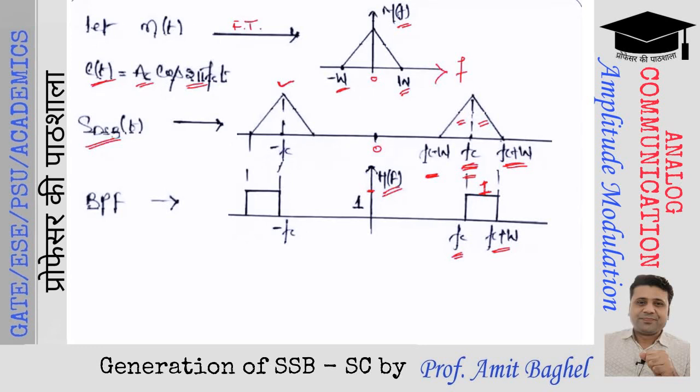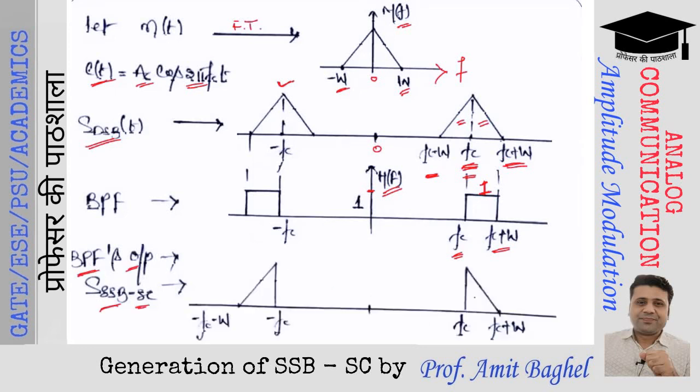Hence, the output of the band pass filter will be our SSBSC signal. So we are going to have only the components which range from the frequency range of Fc to Fc plus W. So ultimately, we are going to have the upper sideband SSB signal. This method is known as the frequency discrimination method.